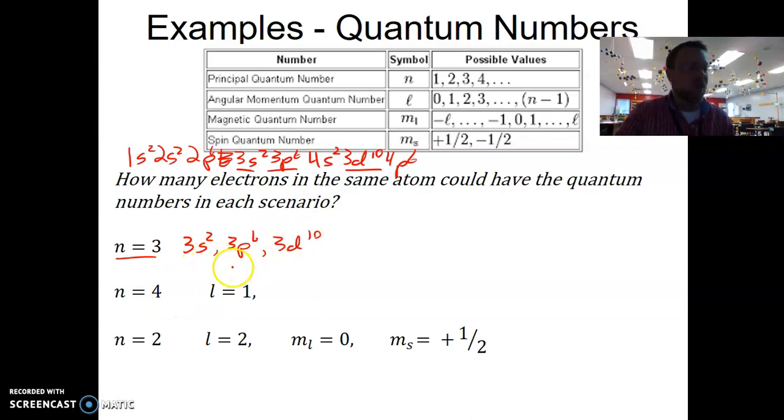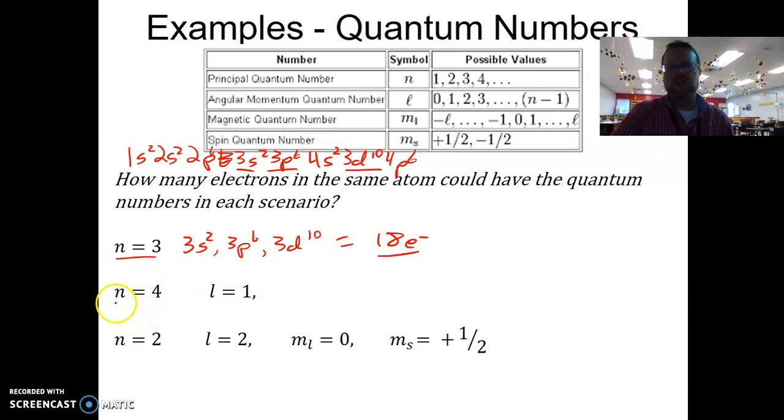Now, you'd have to get more specific with other quantum numbers to talk about the other ones there. Well, total, this is 2 plus 6 plus 10, 18 electrons in the same atom that could have a quantum number of 3. You'd have to diversify those 18 electrons with other quantum numbers if you wanted to get more specific.